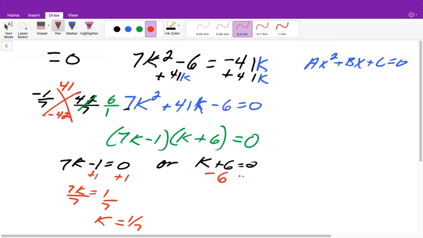Or subtract our 6 from both sides. This is a 0. Or k is equal to negative 6. All right, that is it for this section. And now one last section, completing the square.